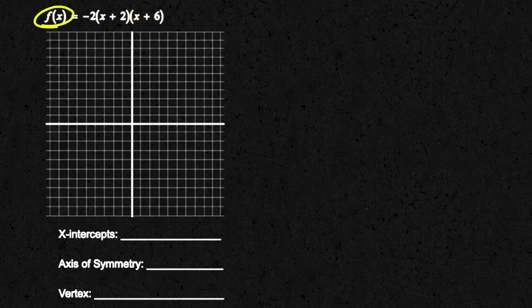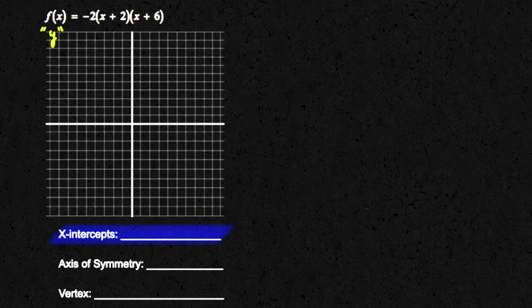First of all, it doesn't say y in the beginning, it says f of x, but that's pretty much the same thing. Basically, this is just saying that the x values are the inputs, and f is just the name of this function. The other thing that's different is that we actually have a negative 2 in front of the 2 sets of parentheses. So we'll see how that changes what the graph looks like.